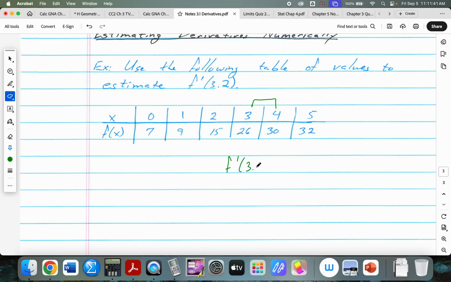F prime of 3.2, and it's a very poor approximation possibly, but this is the best I can do. I'm going to do 30 minus 26 over 4 minus 3, which is 4. The average rate of change on that interval is 4. So my instantaneous rate of change, unless this curve does all kinds of wacky things, and it could, I have no way of knowing that it doesn't, should be somewhere close to 4.